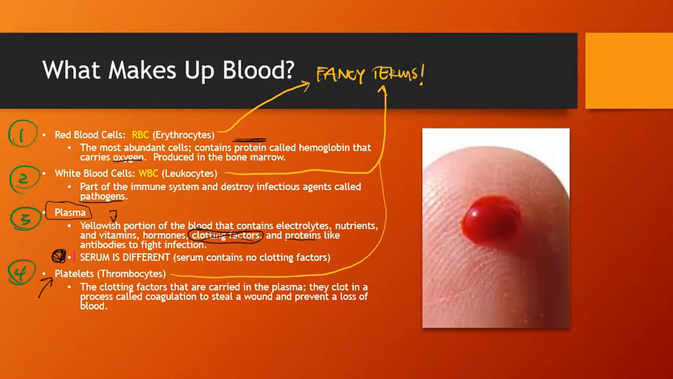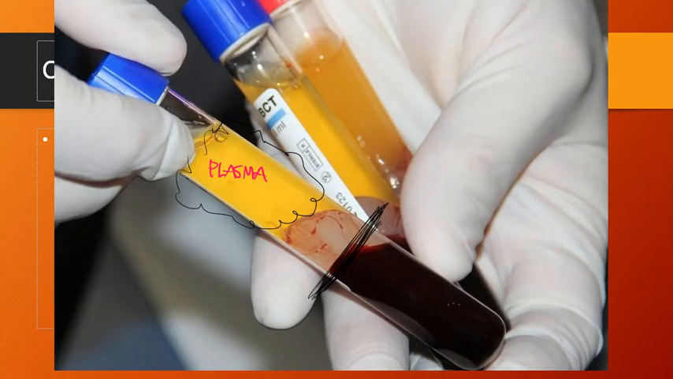Now, if I go back and take a look at plasma, it looks like there's two different versions somewhat of plasma. This yellowish portion that includes the clotting factor, or if it doesn't include the clotting factor, we're going to call it serum. And the reason that we are picking that out is because sometimes in these tests, just straight plasma is not going to be good. Those clotting factors are going to cause us some interferences.